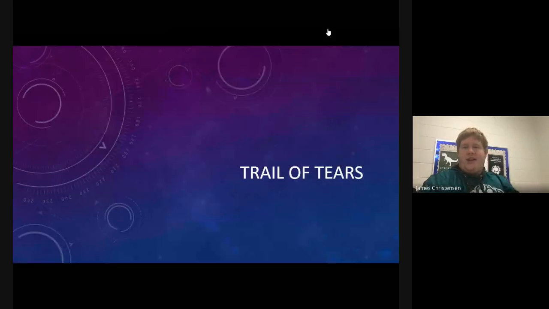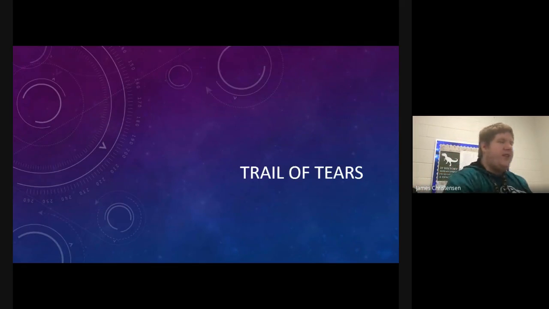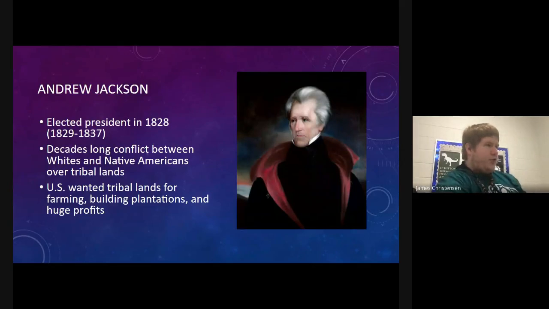So again, our first section of notes today is on the Trail of Tears. Starting off with Andrew Jackson, our president at the time, he was elected in 1828. He was in office from 1829 to 1837, so he served two terms. And it was during his presidency that decades-long conflicts between white people and Native Americans over tribal lands truly came to a head. The U.S. wanted these tribal lands for farming, building plantations, and huge profits. However, the Native Americans would not sell. So they were trying to think, how can we get rid of them?